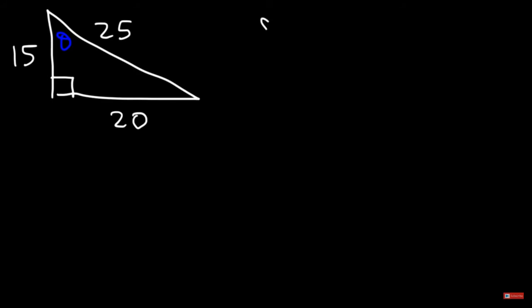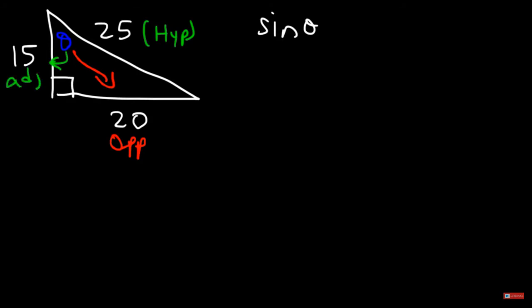So now, let's go ahead and find the value of sine theta. So opposite to theta is 20. The hypotenuse is always across the box. It's the longer side. So 25 is the hypotenuse, and adjacent to theta, or right next to it, is 15. Now, sine theta, we know it's opposite divided by hypotenuse, so it's 20 over 25.